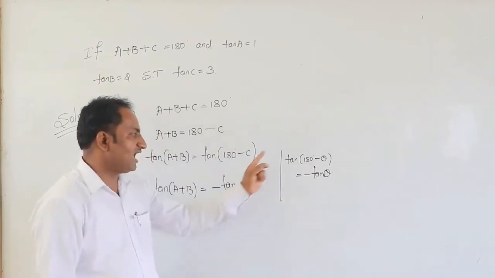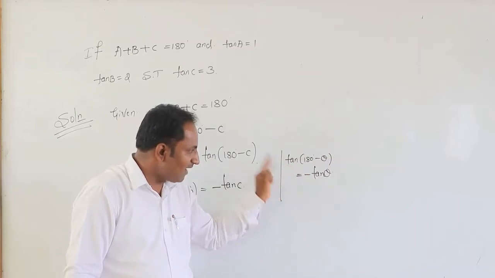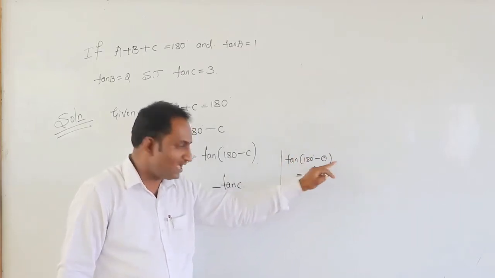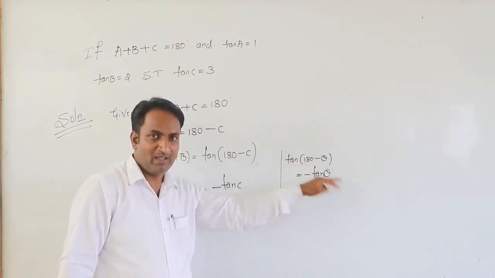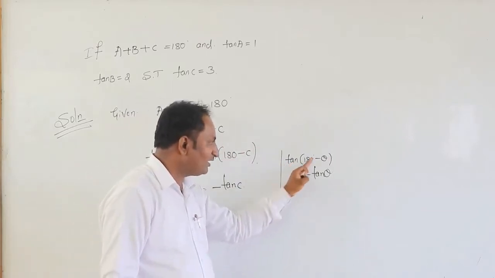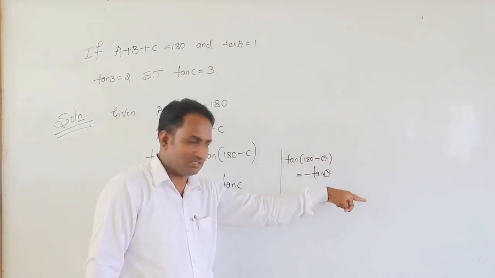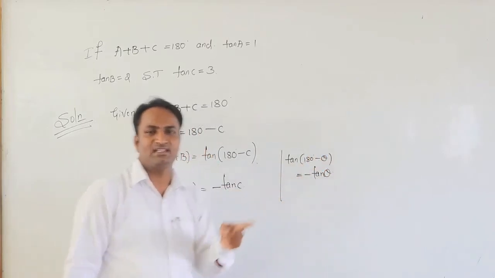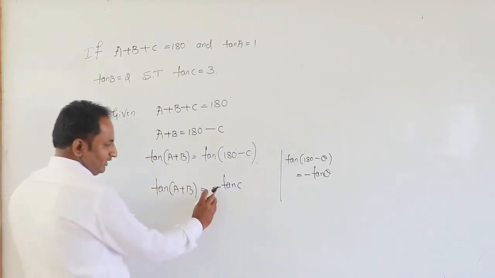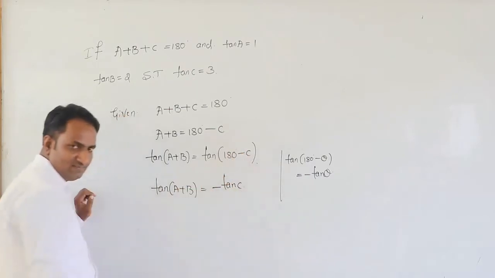Suppose it is sine of 180 minus theta, its value is plus sine theta. Cosec of 180 minus theta, its value is cosec theta. In case of sine and cosec, the remaining all values are negative: tan of 180 minus theta is minus tan theta, cos of 180 minus theta is minus cos theta, because in the second quadrant sine and the reciprocal values are positive, remaining all are negative. That's why we can take tan of 180 minus theta value is minus tan c value.